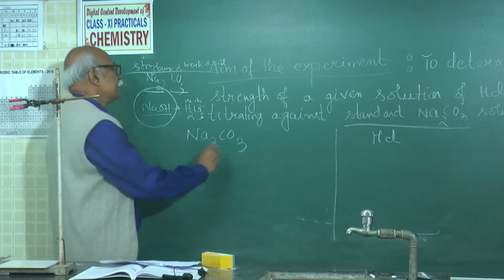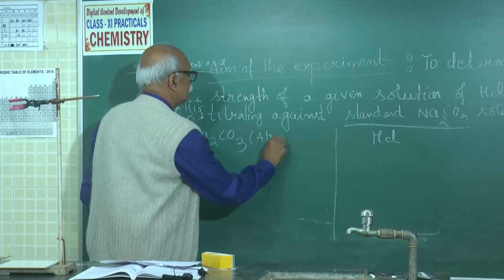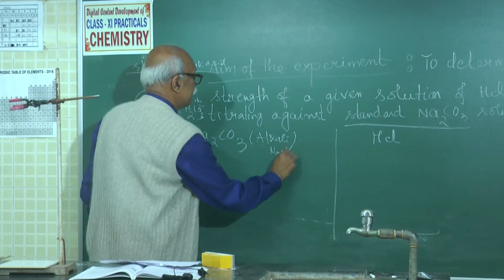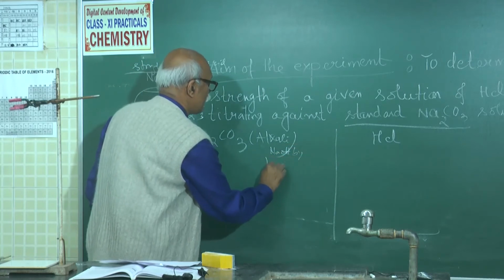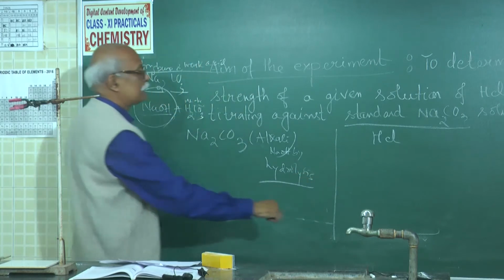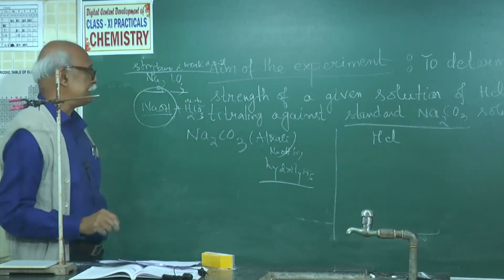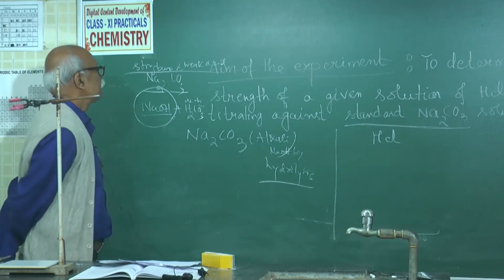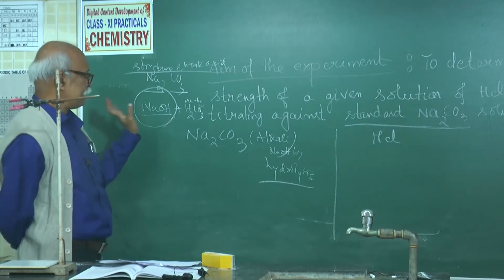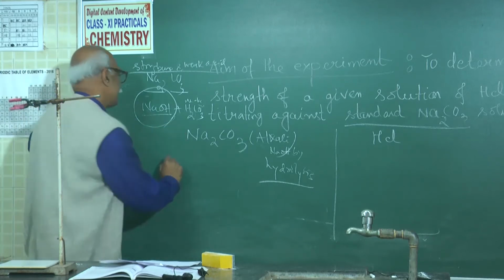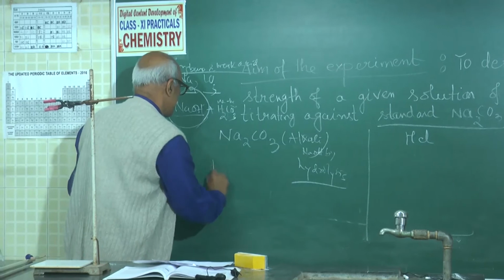So you see, this is your strong alkali. It will give you sodium hydroxide by hydrolysis. Hydrolysis is a chemical reaction where water is one of the reagents that takes part in the chemical reaction. So this is your sodium carbonate, and sodium carbonate will be taken as a primary standard.